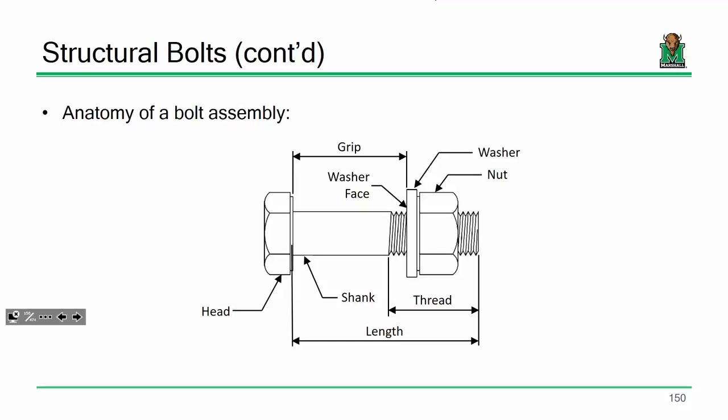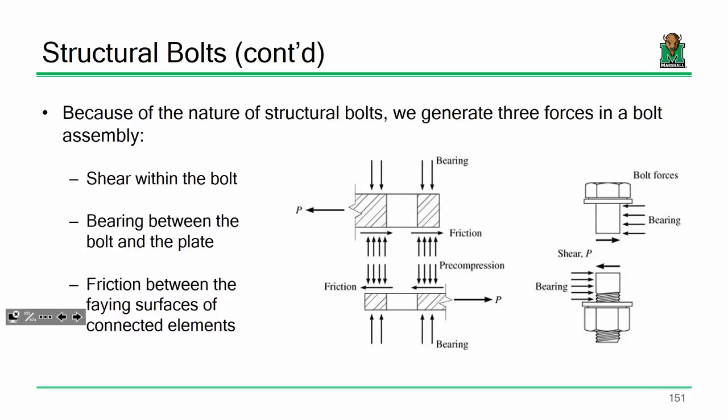Now, let me ask you this. If you're detailing a connection, you're doing some calcs, and you don't know whether the threads are included in the plane or excluded, are you going to assume it's through the shank or through the threads? Through the threads, absolutely. So when in doubt, always assume that your shear plane is going through the threads. Sound good?